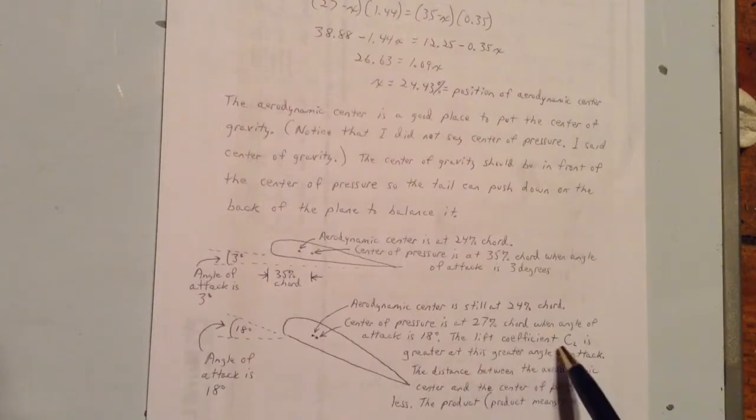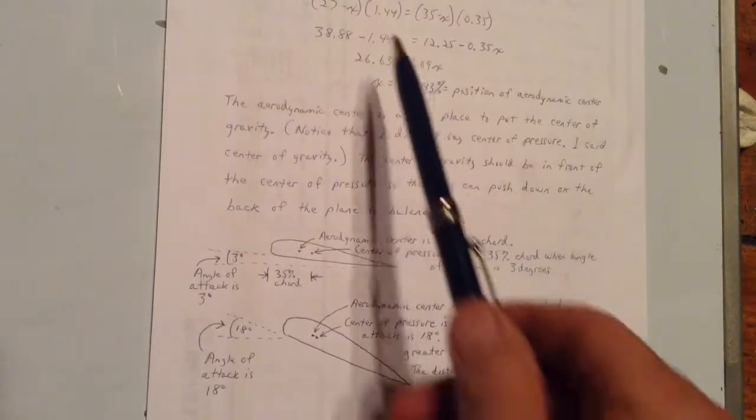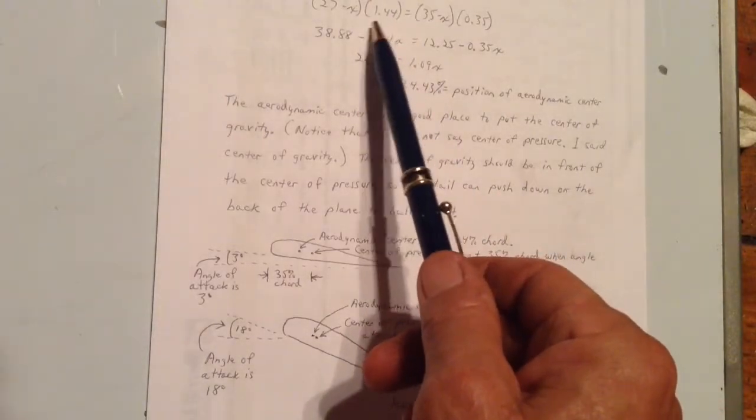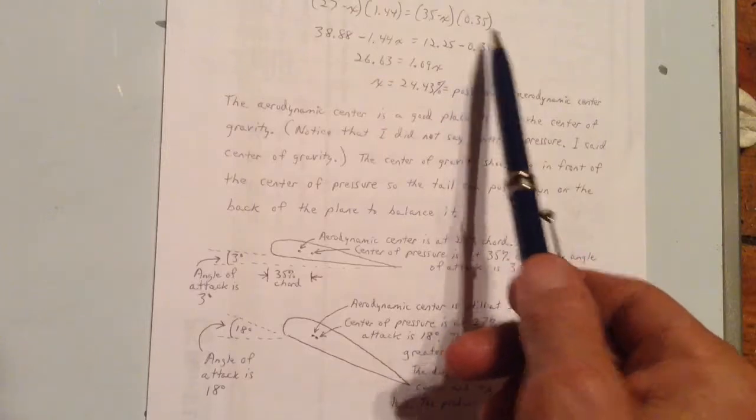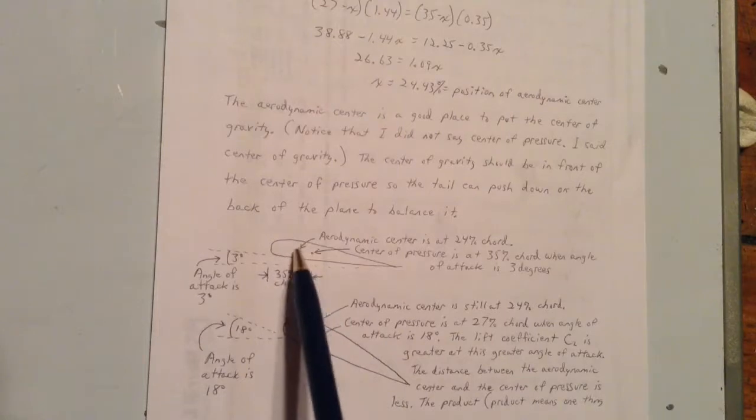Okay, the lift coefficient, CL, C means coefficient, little l next to it means lift, as opposed to CD, drag coefficient. The lift coefficient is greater at this greater angle of attack. As we looked at earlier, it was 1.44 for the 18 degrees, it was 0.35 for the 3 degrees. The distance between the aerodynamic center and the center of pressure is less. Not much distance there, a lot of distance there.